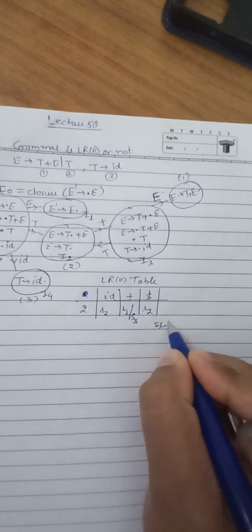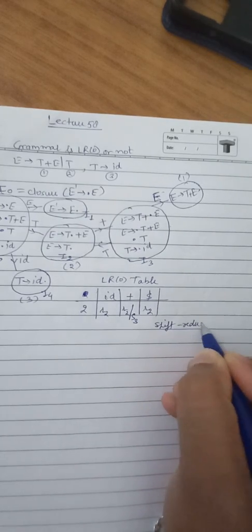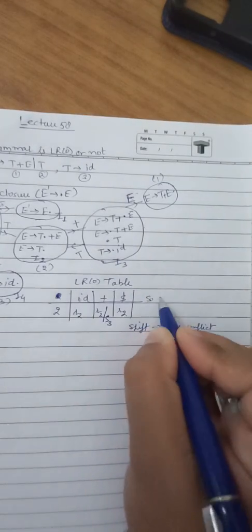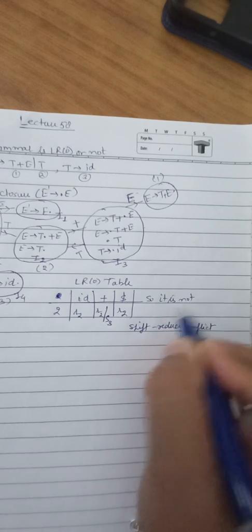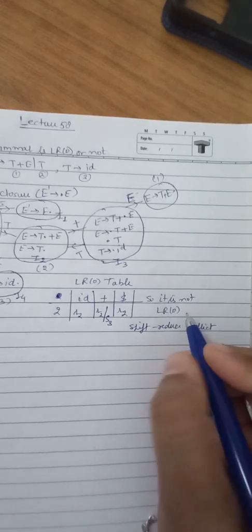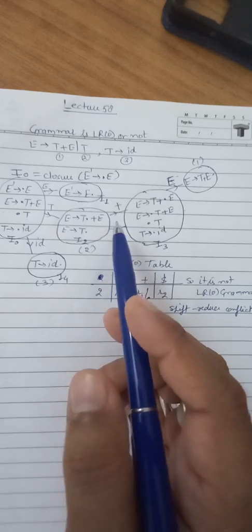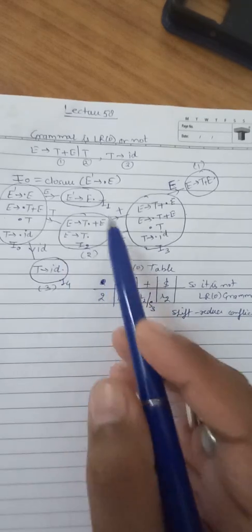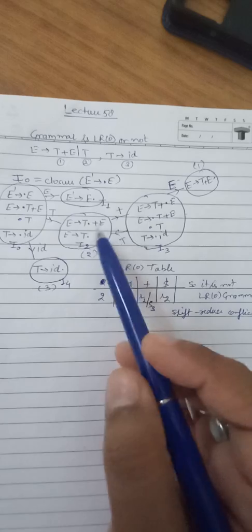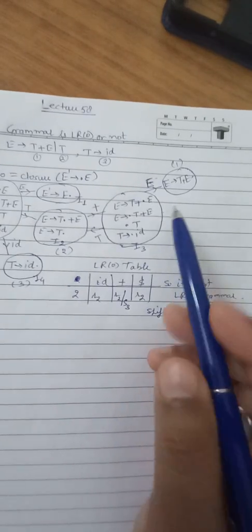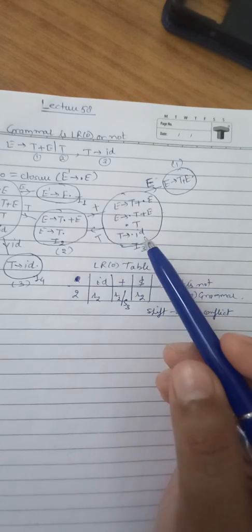So we can say simply here a shift-reduce conflict is present, so it is not LR0 grammar. So like that we can cross check the state where multiple entries are there. According to that only we can make a table and cross check whether the grammar is LR0 or not. In the next lecture, with the same example, we are going to learn whether this is SLR1 or not.